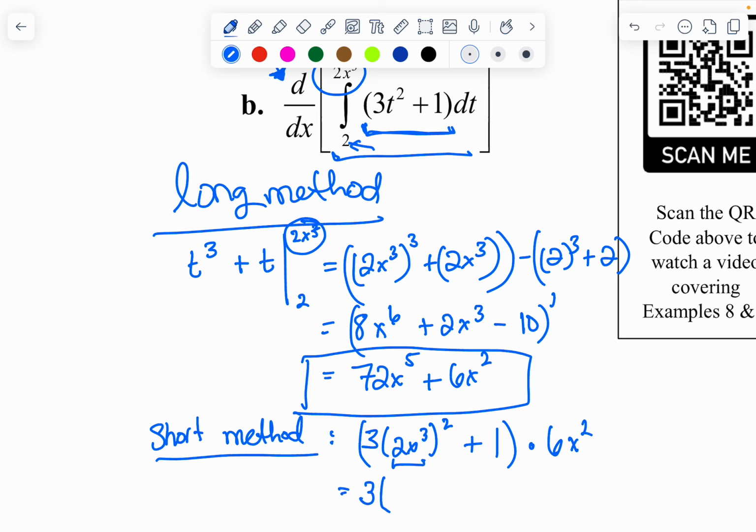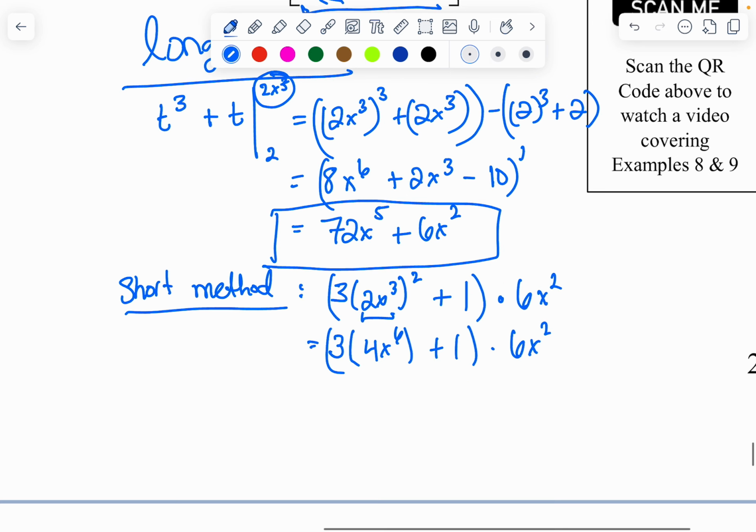Let's clean this up. We got 3 times 2 squared is 4x to the 6th plus 1 times 6x squared. And 3 times 4x to the 6th is 12x to the 6th plus 1. All of that times 6x squared. And then when you multiply 12 times 6, that is going to be 72x.